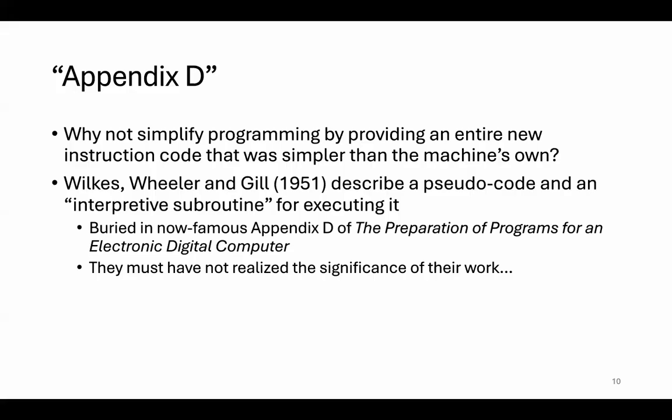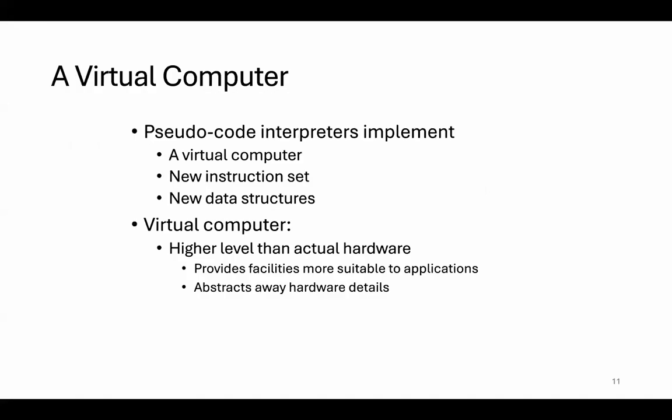They wanted to simplify programming by providing an entirely new instruction code that was simpler than their own machine codes. So basically, it's a virtual computer, and the pseudocode interpreter implements a virtual computer. It implements a new instruction set. It implements new, different types of data structures.